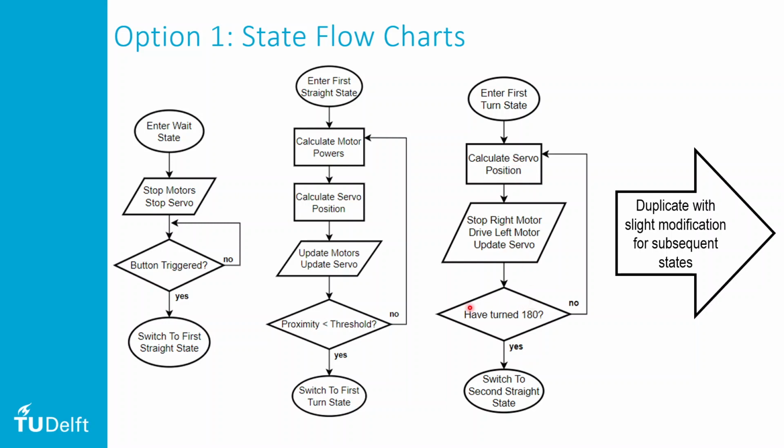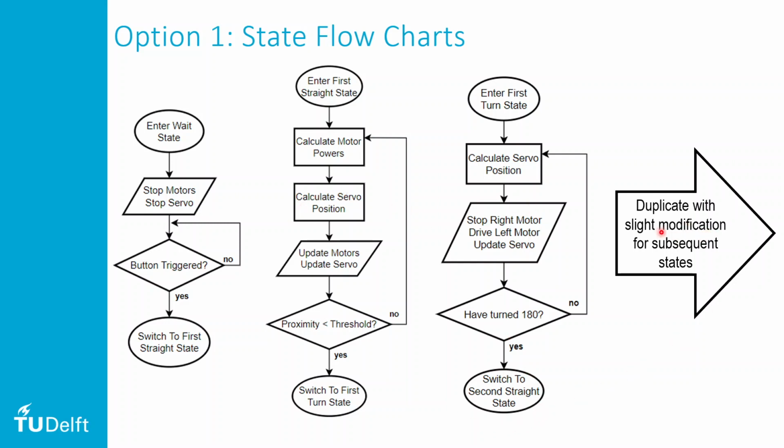And then one way or another, we need to figure out, have we turned through 180 degrees yet? If we've not, we go back, we calculate the servo position again, we continue to keep the right motor stopped and the left motor driving, we update the servo with the new angle that we've calculated, and we check again. We keep doing that for as long as we need to, and eventually when we have turned 180 degrees, we come out here and we switch to the second straight state.